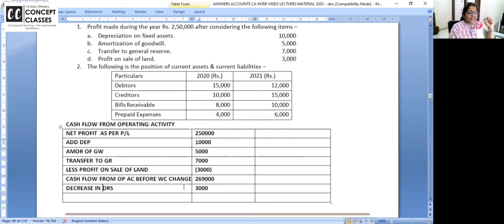Now, creditors were 10,000. Now they are 15. More time you have got. If there is an increase in liability, it's an inflow. You got more time to pay 5,000. You didn't pay now. I call it as increase in creditors as inflow.